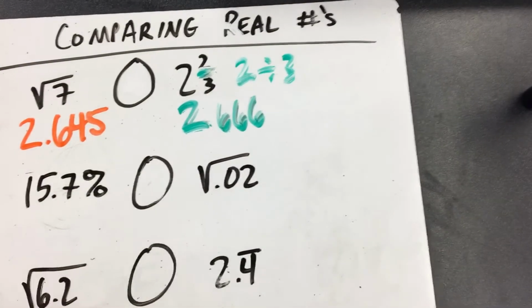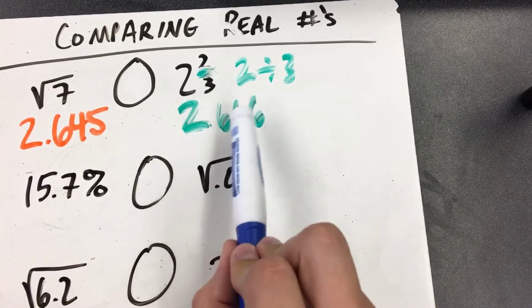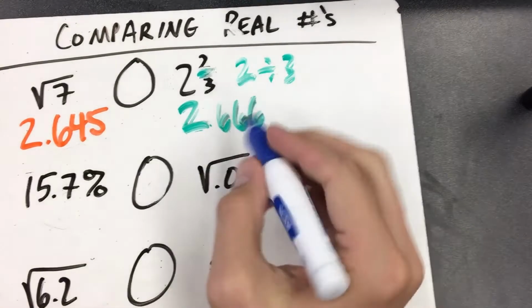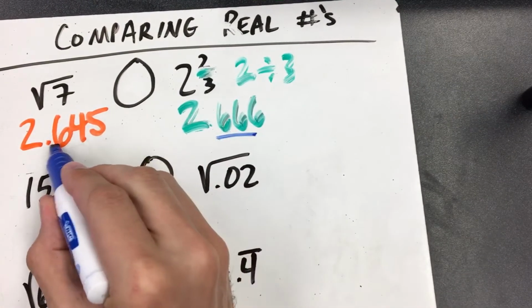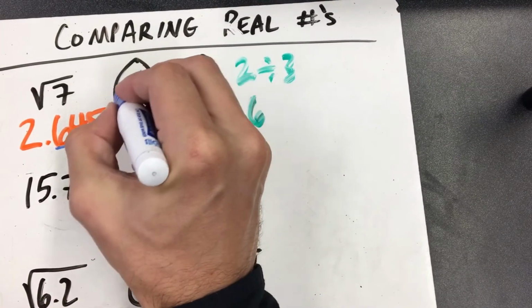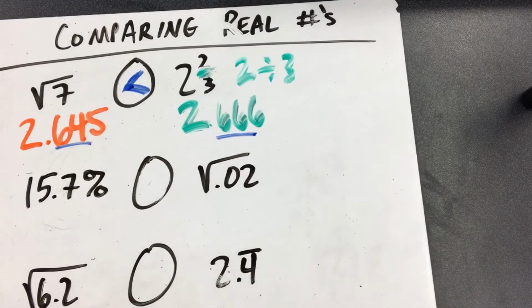And now you can tell which one's bigger. Is 2.645 or 2.666 bigger? And obviously this is bigger because it's 66 and this is only 64. So this one is larger. That is the less than symbol.